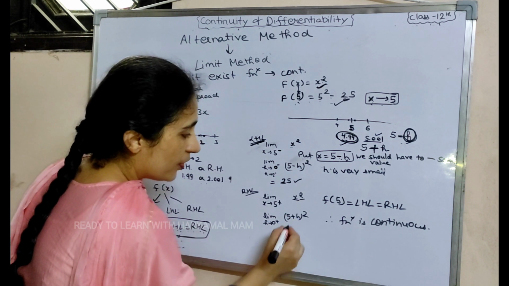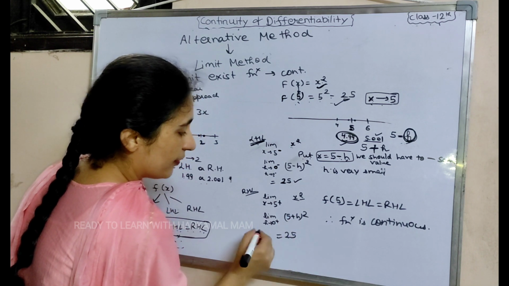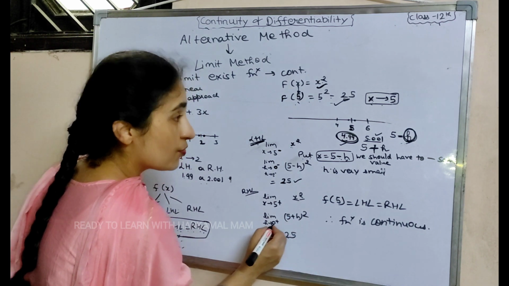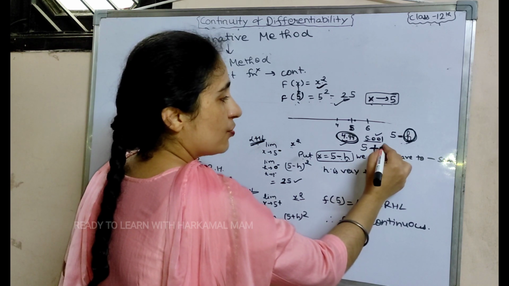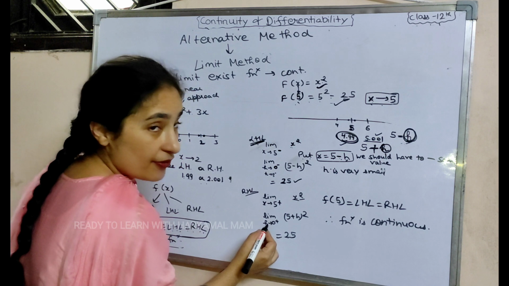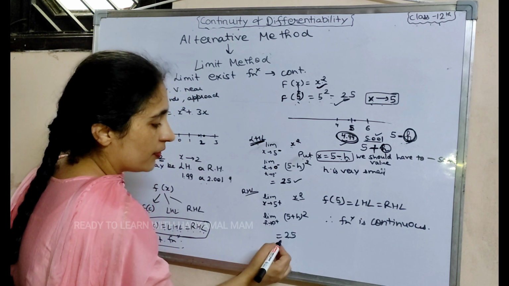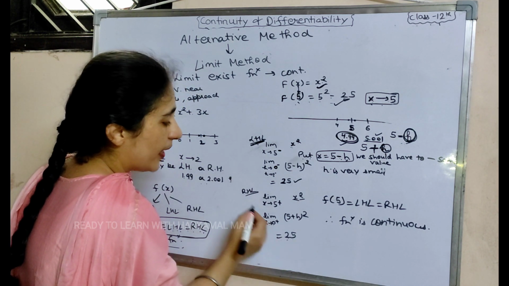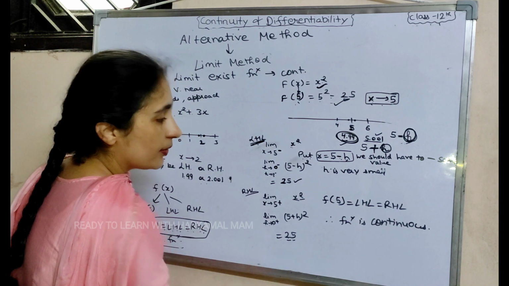So here we go, 5 whole square is 25. Here h approaches to 0. This h is very, very small, that is why we have taken h approaches to 0. The right hand limit is equal to, we get the answer 25.